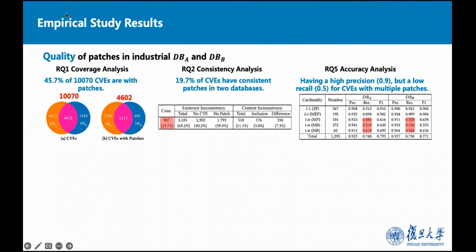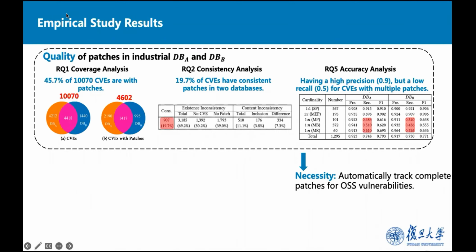In the accuracy analysis, the patches from 2 industrial databases have a high precision around 0.9, but a low recall only around 0.5 for CVEs with multiple patches. This indicates the necessity of automatically tracking complete patches for open source software vulnerabilities.